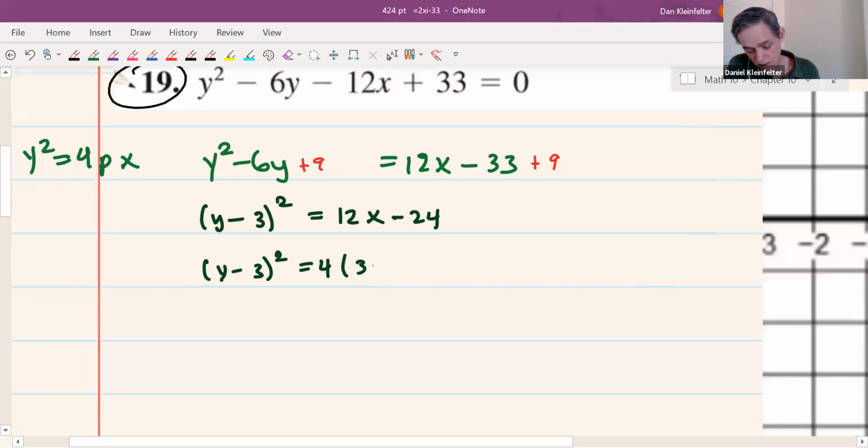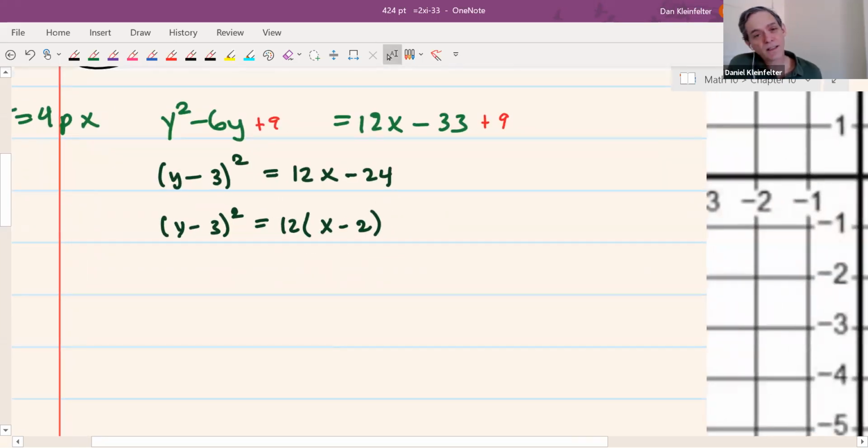So that will give us, actually, no, let's factor out the 12. 12, and then that will be x minus 2. Okay, so that's better. So we can read off the shifts from this. So this will be y minus 3. So that means that we should be up 3. X minus 2. So that means that it will be right 2. And then that 12 is our 4p. So p has to equal 3.